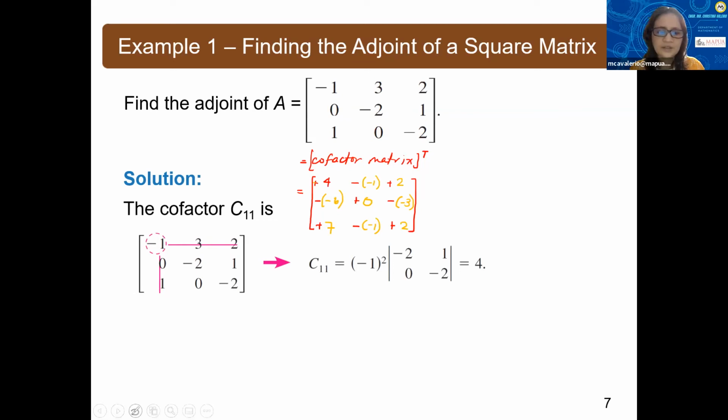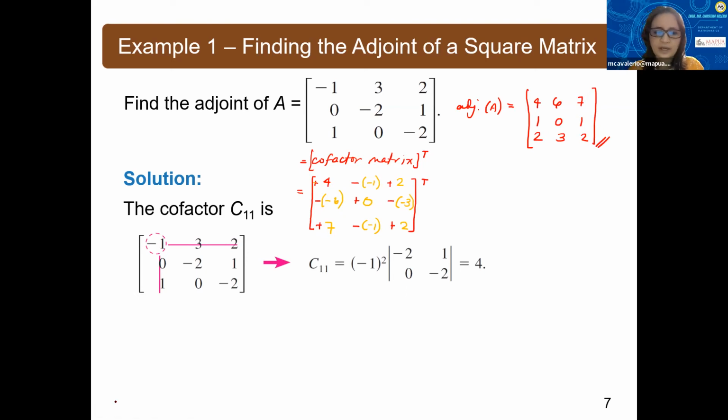And then this is the cofactor matrix of A. We need to transpose this one to come up with the adjoint of A. We will have 4, 1, and 2. Our second row becomes the second column. So you have positive 6, 0, positive 3. And then we'll have 7, 1, and 2. So this will be the adjoint of A.